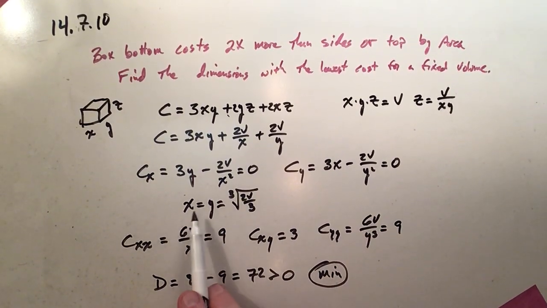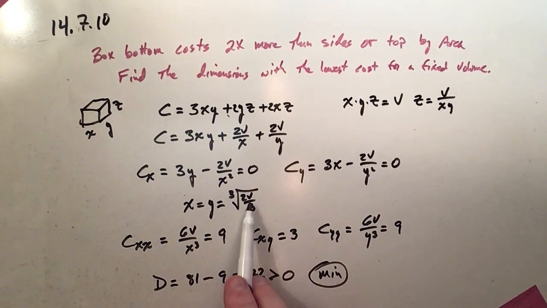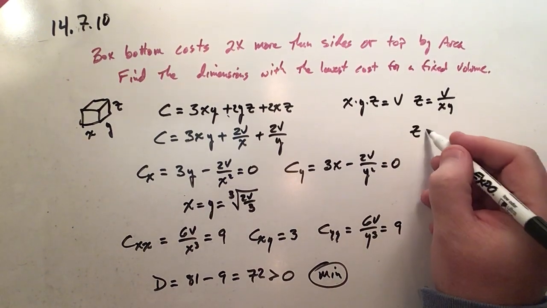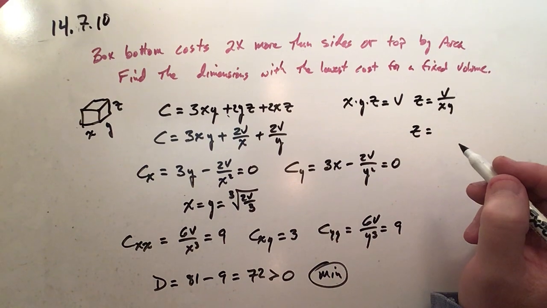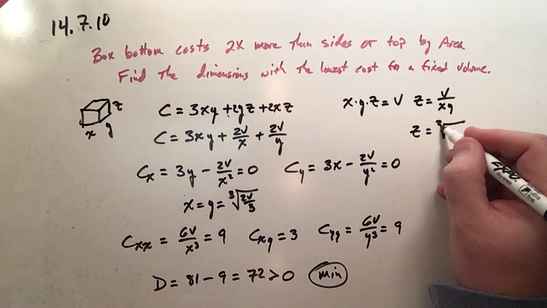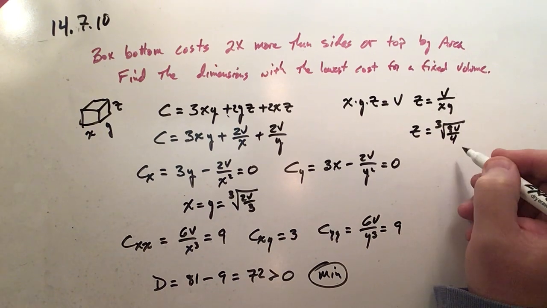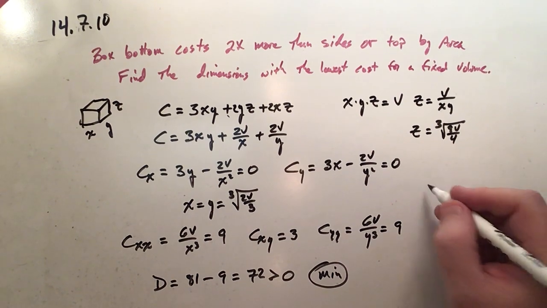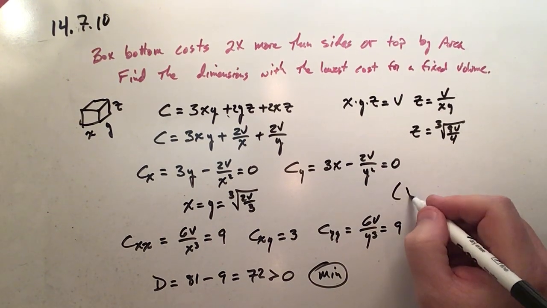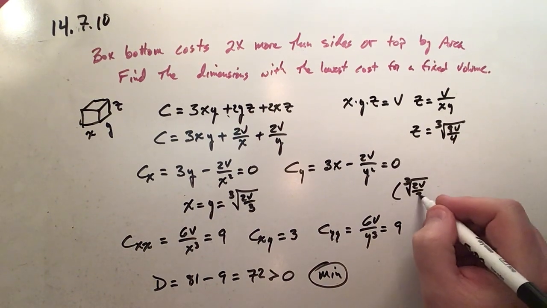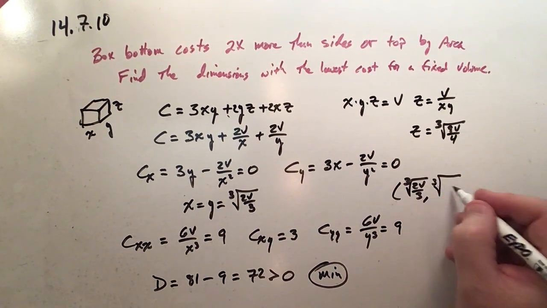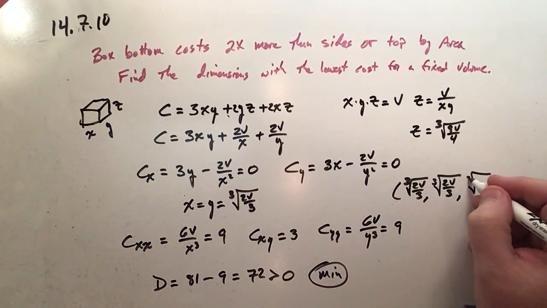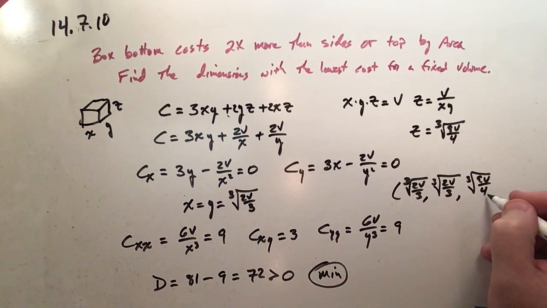And noting that the X and Y coordinate of the minimum are both equal, all I have to do is substitute them in here to find the Z coordinate. When we do that, we end up with the Z value actually being equal to the cube root of 9V over 4. And so that becomes our minimum value in terms of the dimensions, and that is that the x component is the cube root of 2V over 3, the y component is the cube root of 2V over 3, and the z component is the cube root of 9V over 4.